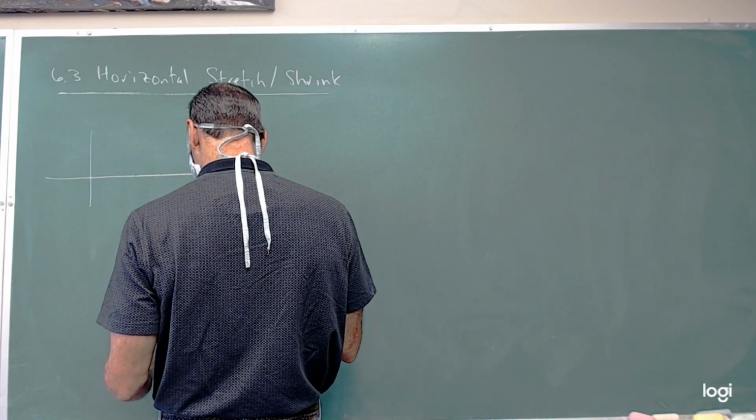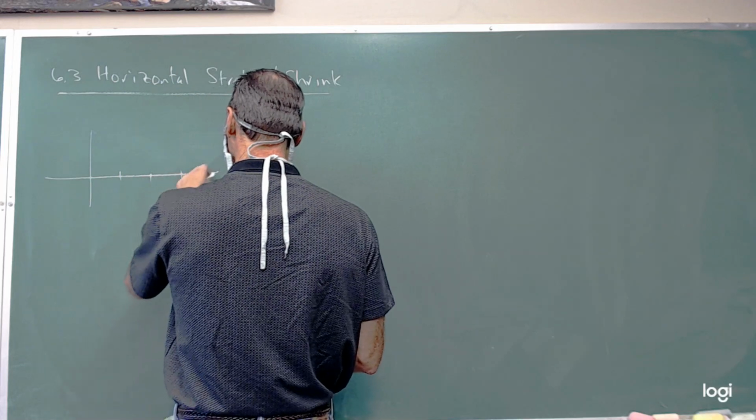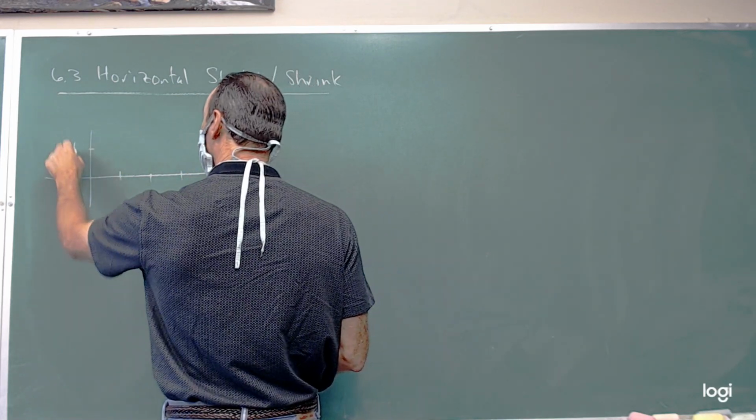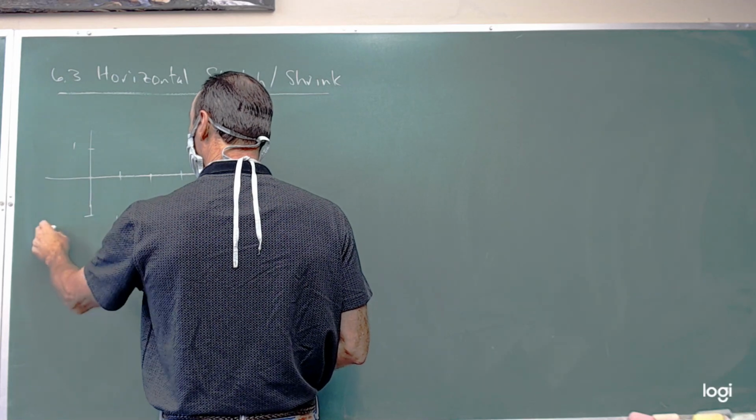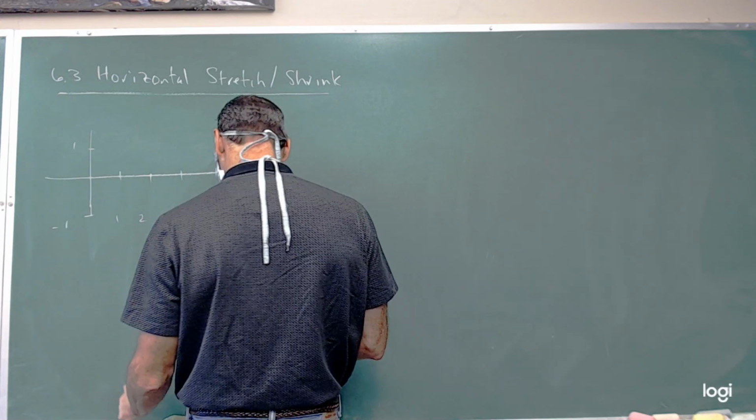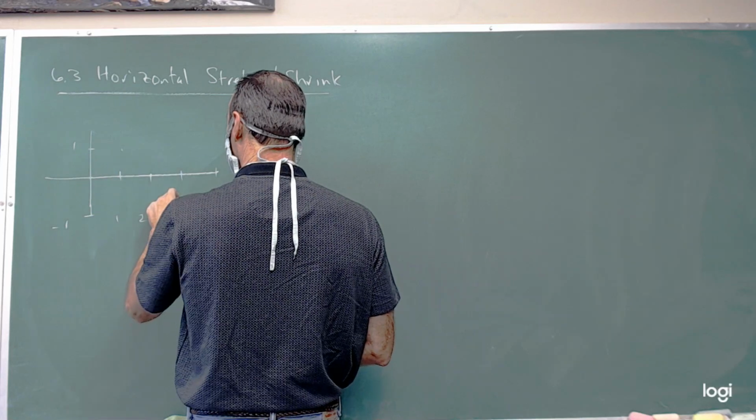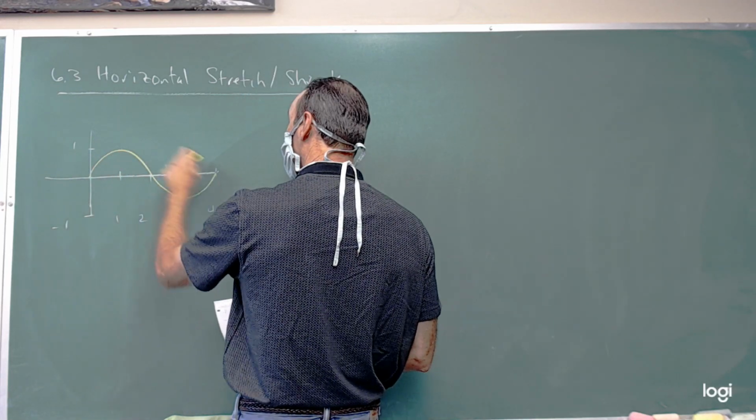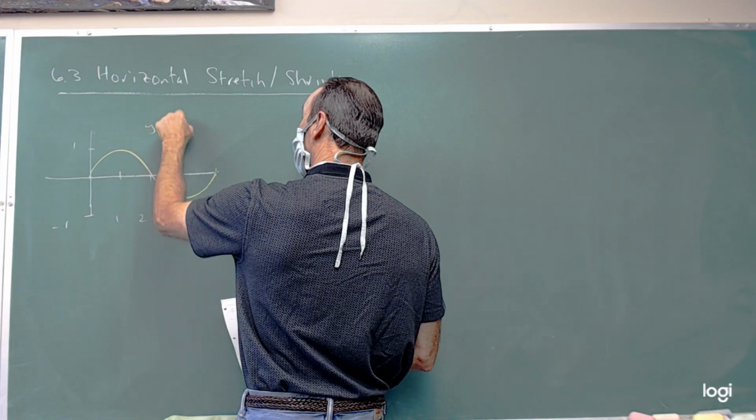We give you our function, f of x, a made up function. That's 1, 2, 3, 4. That's going to be a 1. That's going to be a -1. So our made up function is going to look like this: loop above, loop below. So this is our f of x.